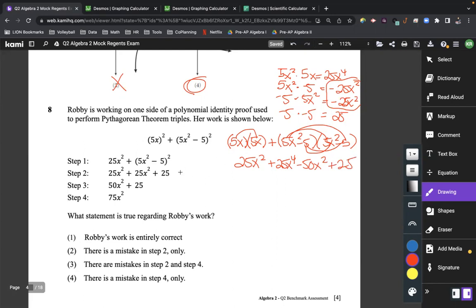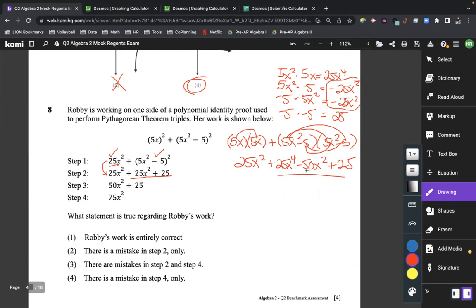So pausing and looking at step 1, it looked like Robbie multiplied these two, and that's good so far. Then he left this alone, which means he wanted to simplify after. So he kept this number here, but on the next step he had this, which is not this. He didn't FOIL correctly.